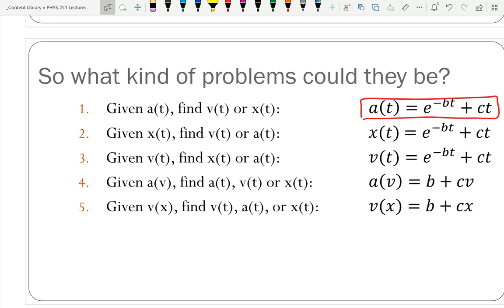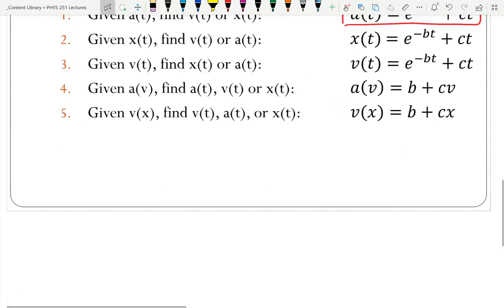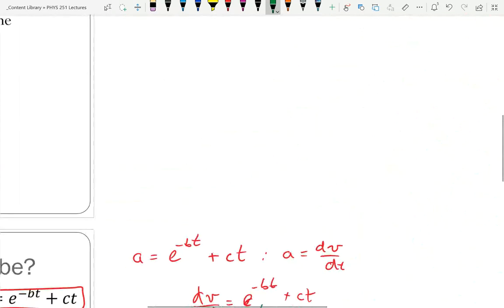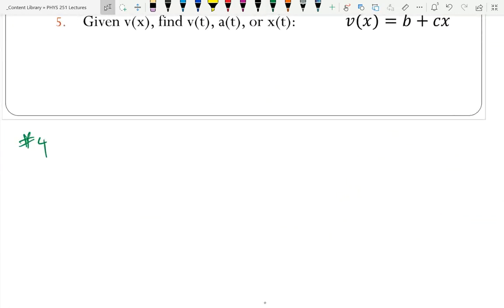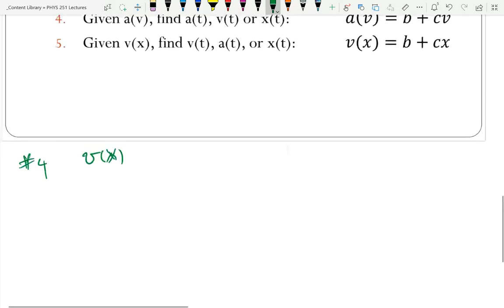So jumping down to this one. Number 4, I'm just going to put here number 4. I'll put over here number 1. I wish my handwriting was better. That's number 5.